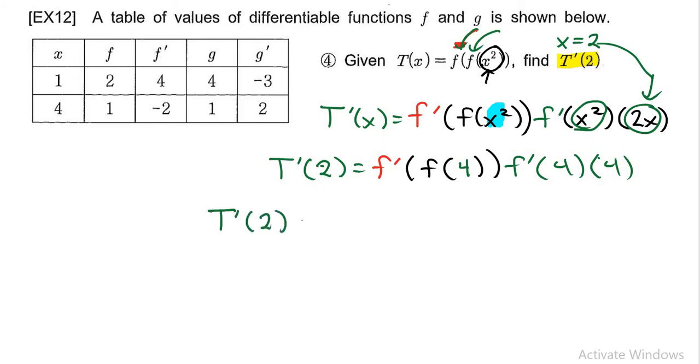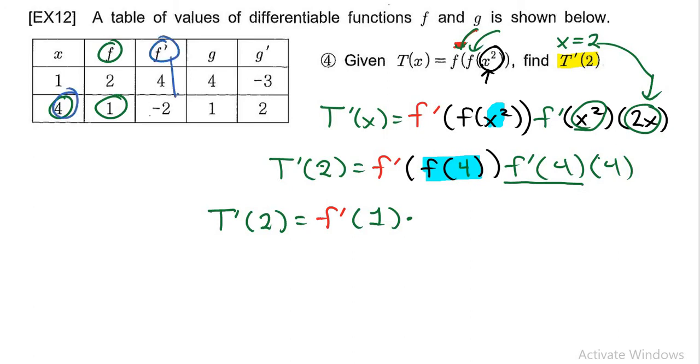T prime of 2 equals. Okay, so what is f of 4? Alright, so f of 4, I need to go to the table of values here. So here's f and here's 4. F of 4 has a value of 1. So now this is going to become f prime of 1 times, now what's f prime of 4? Well, f prime of 4 on the table has a value of negative 2. So that will be negative 2, and then I need to have another 4 at the very end.